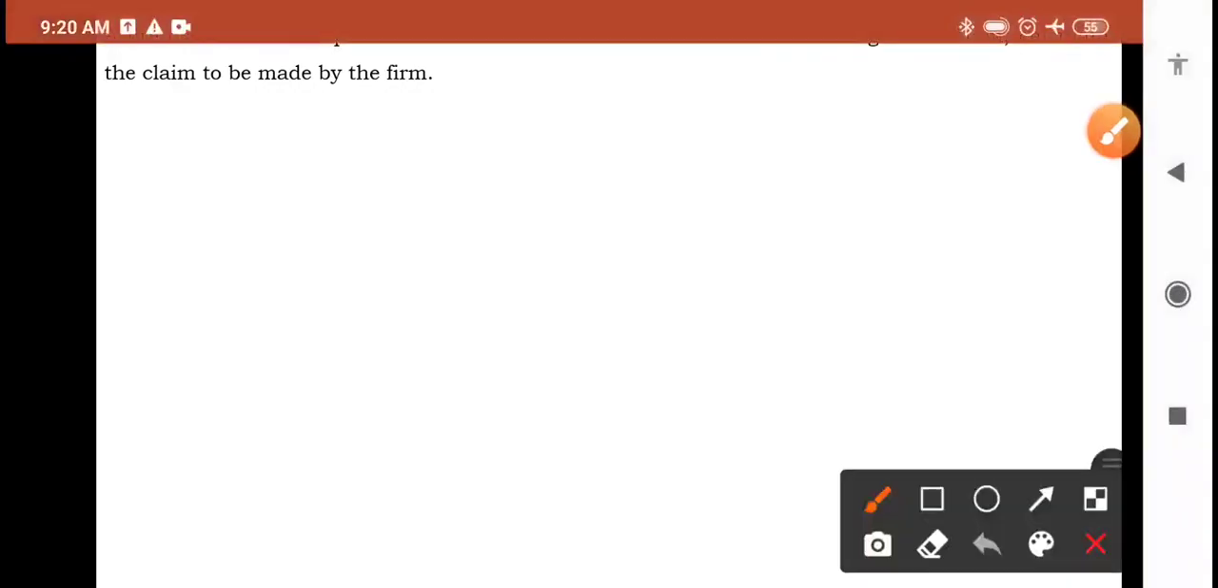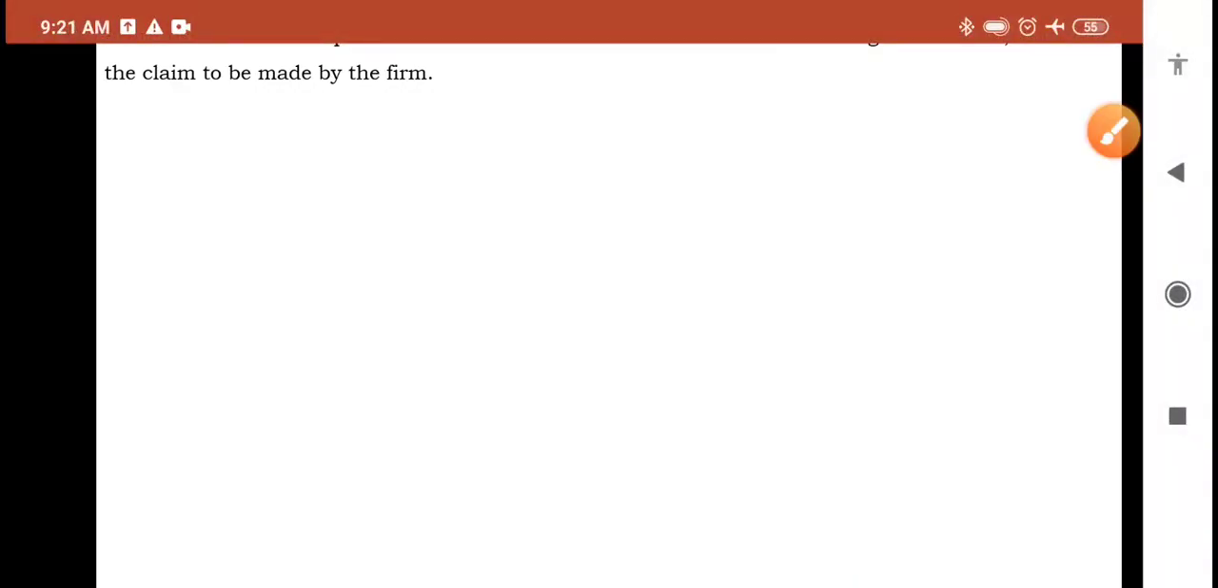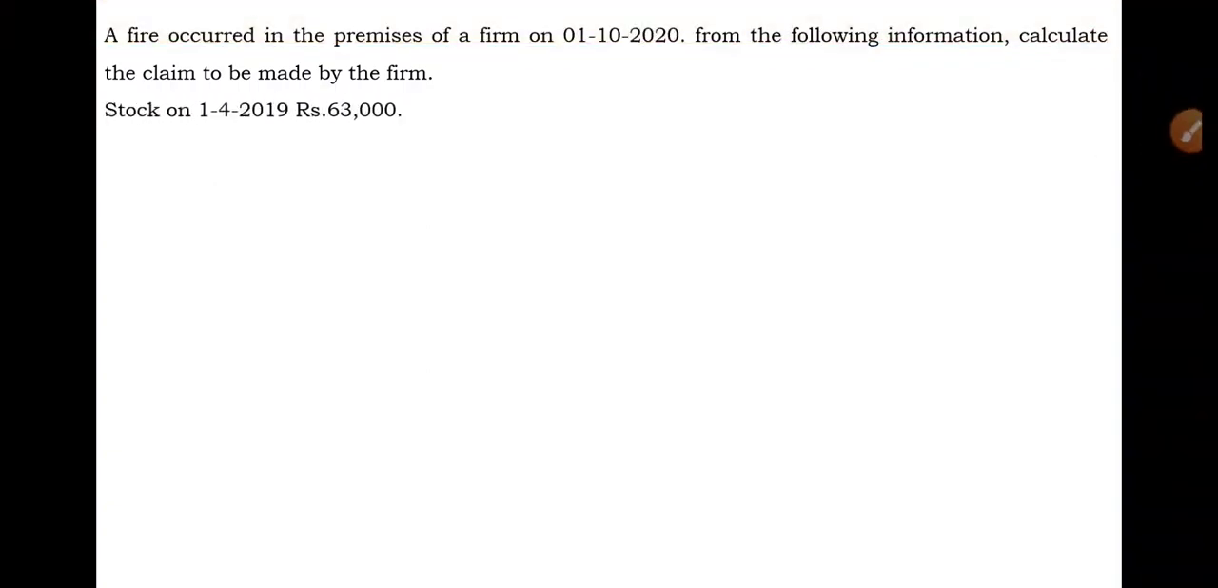Here is the question. Let me explain. A fire occurred in the premises of a firm on 1/10/2020. From the following information, calculate the claim to be made by the firm.